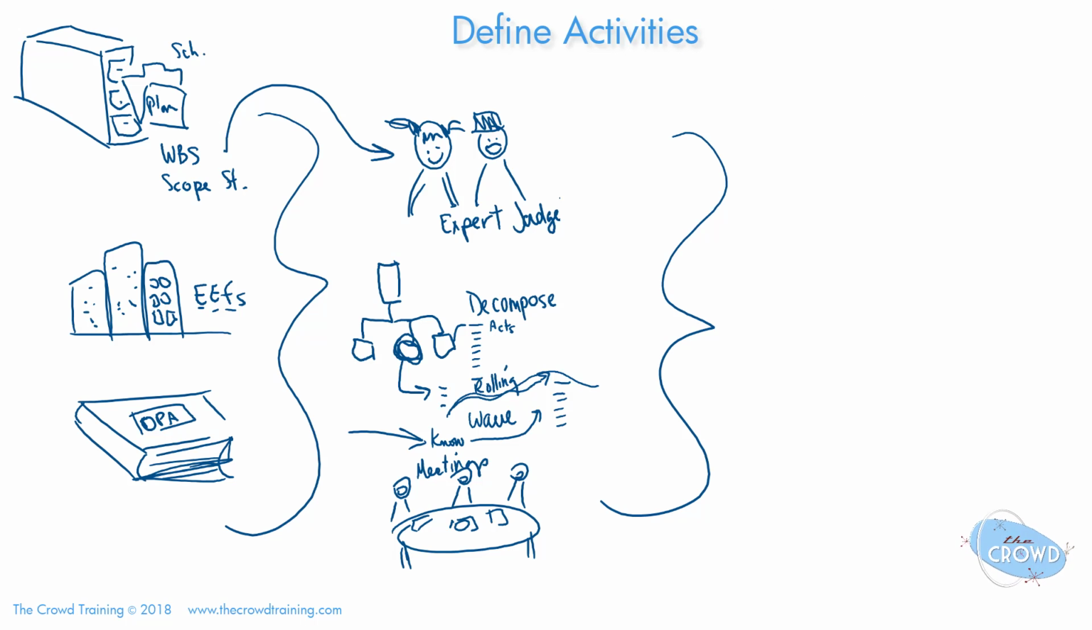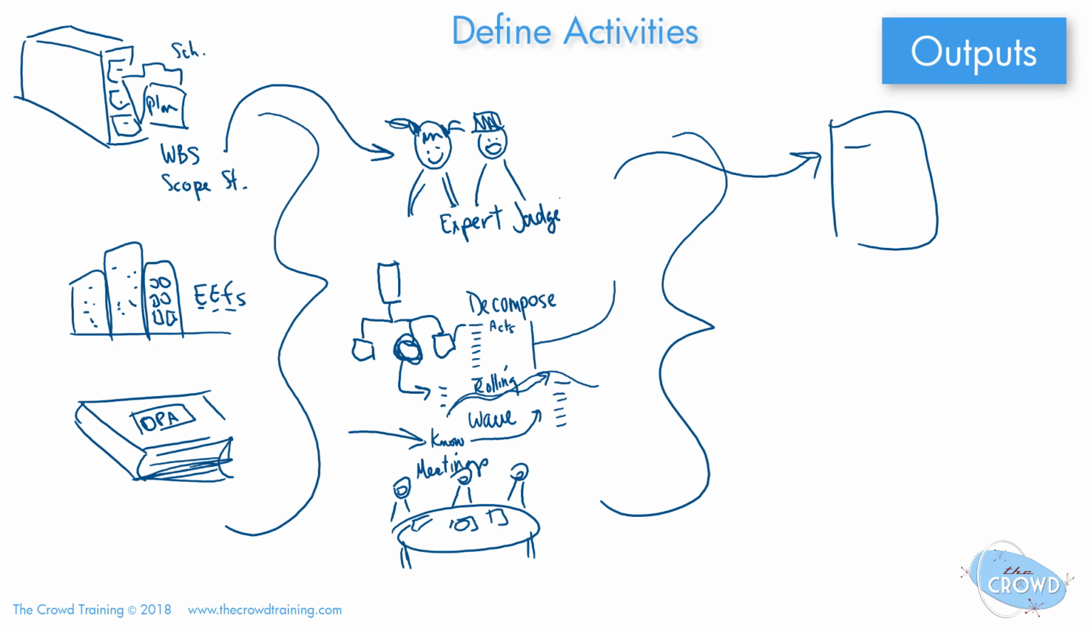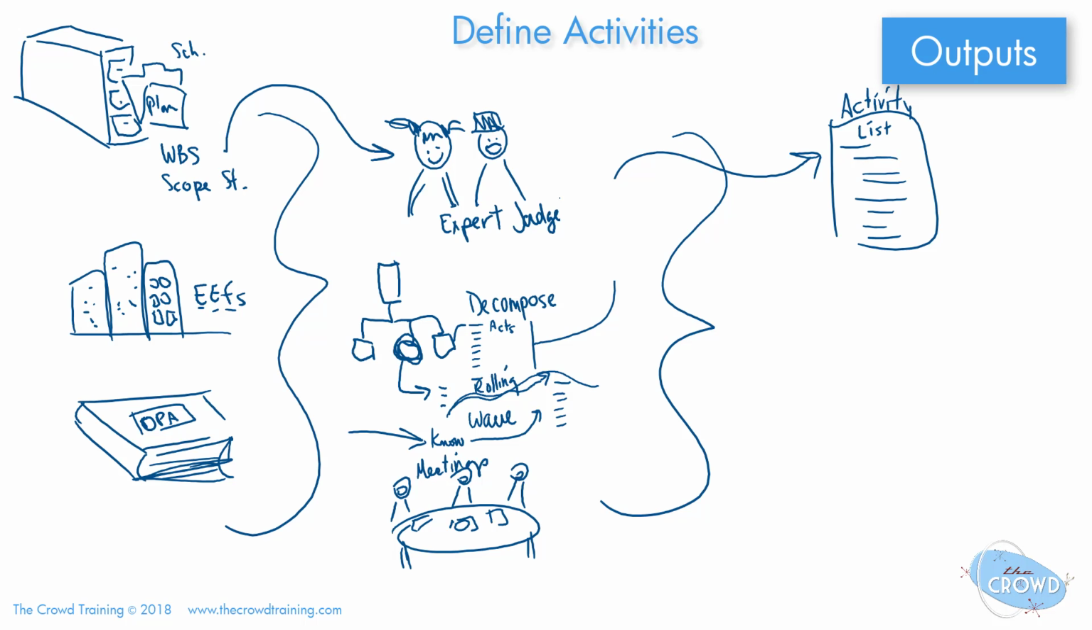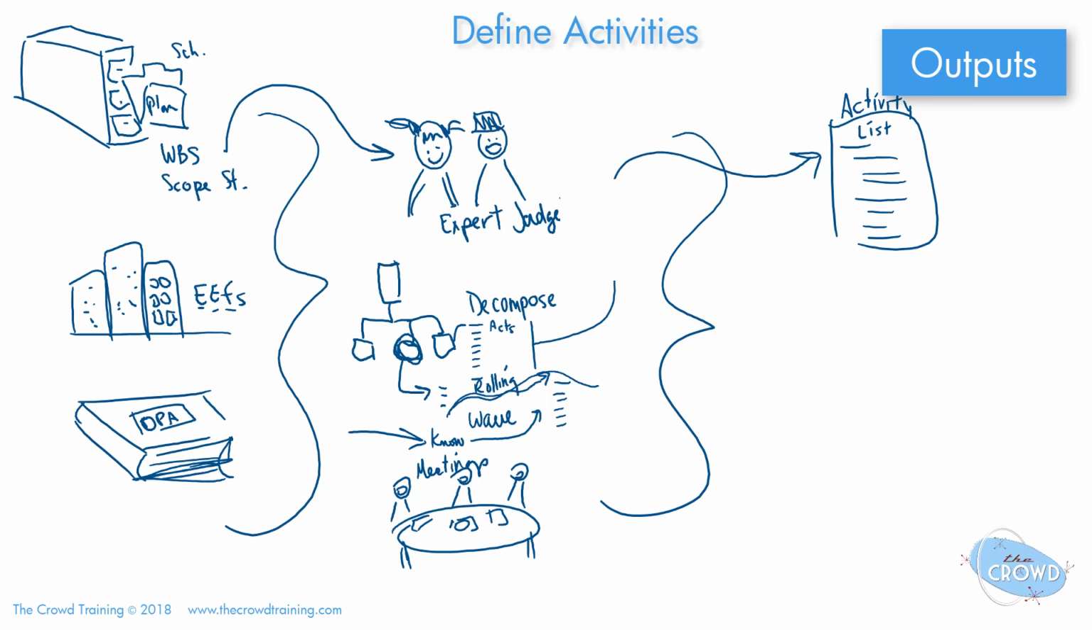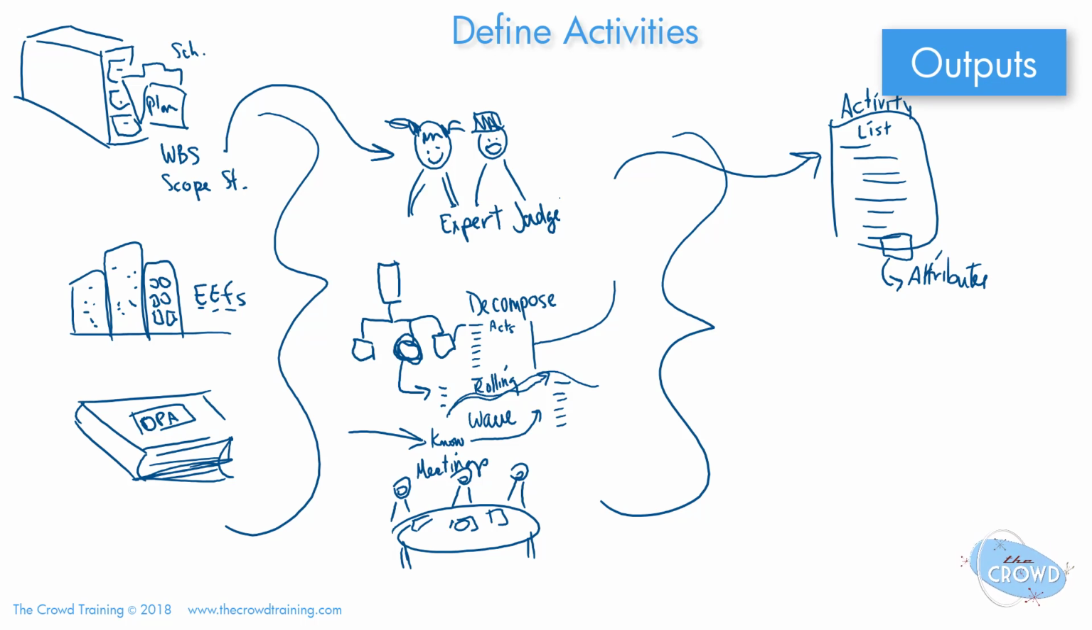Now let's go to the outputs. Obviously, if we have these activities, we put these activities on some sort of list, and that is called your activity list. That's your primary output. That is a project document that you're going to be able to use. But you should also list out some of the attributes about it: how long is it going to take, what is it going to need, and define it a little further.